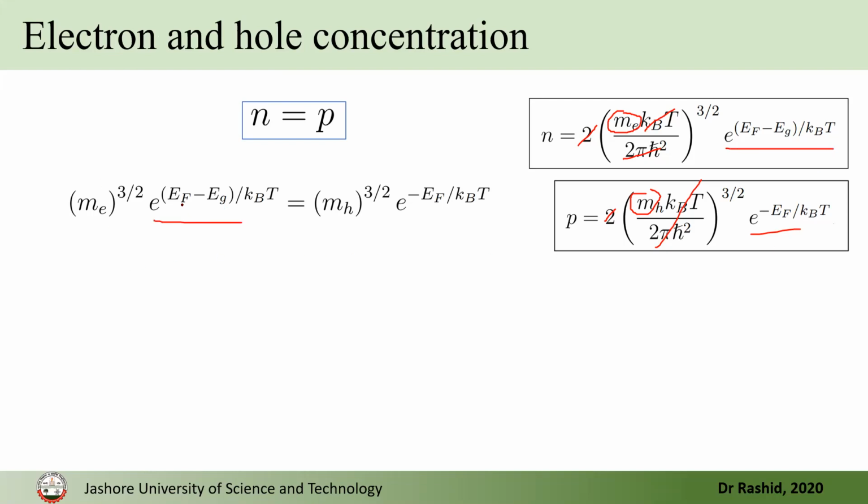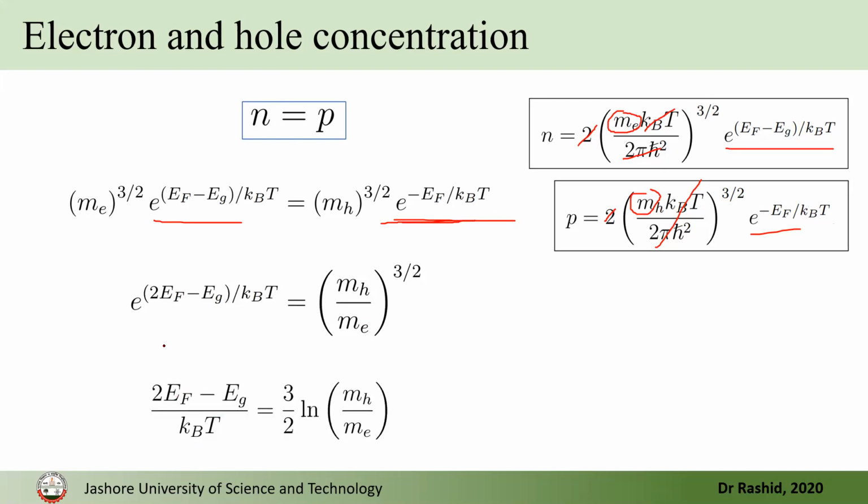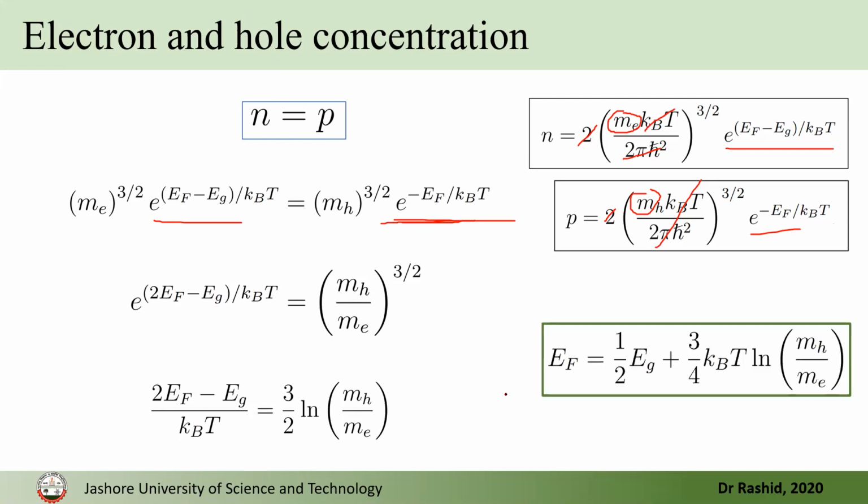Now here we have e to the power (EF minus EG) by kT. Here we have e to the power minus EF by kT. So we divide both sides with this term to have it like this. Now we take ln, so we have this one, and after simplification we have EF equals half of EG plus this term. Now this gives us the expression for the Fermi energy in terms of the energy gap and the temperature and the effective mass of electron and hole.